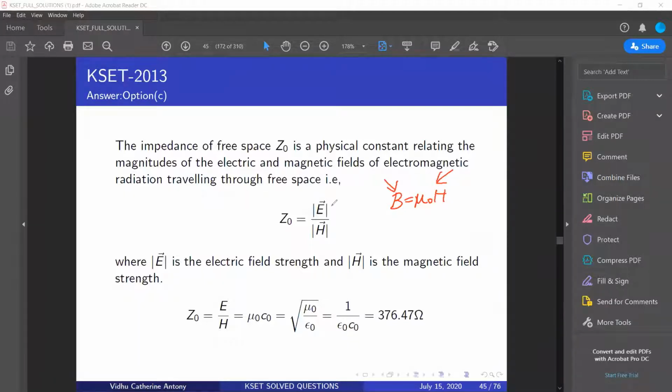So it's a ratio of the magnitudes of electric field and magnetic induction, where E is the electric field strength and H is the magnetic field strength. So let's look at this. Here you have E. Okay, how can I write this in terms of your magnetic field? The way I remember is this. Basically, you have E is equal to CB.